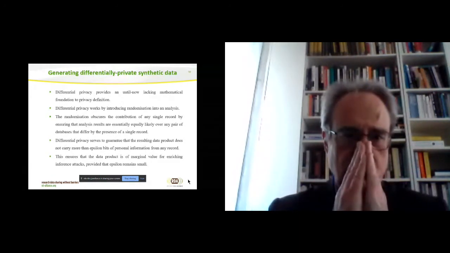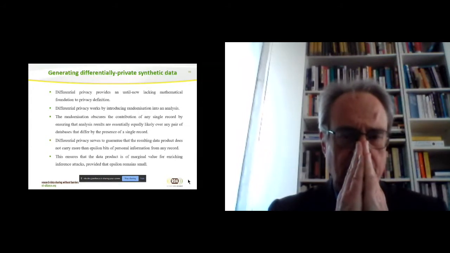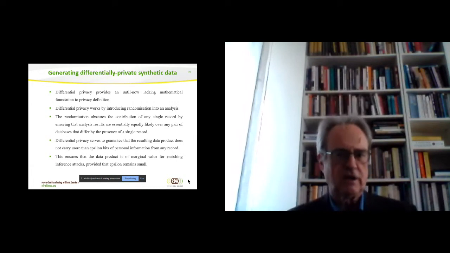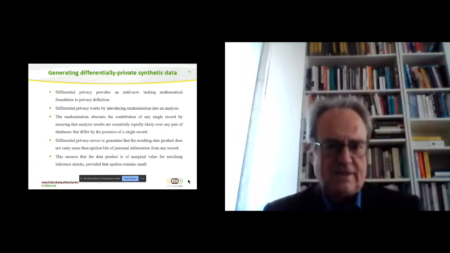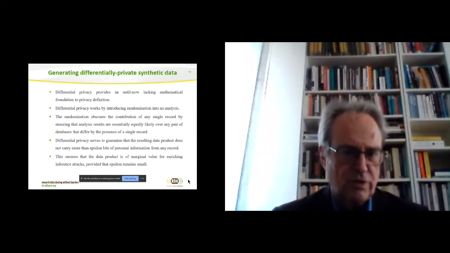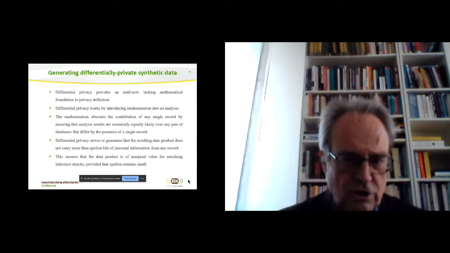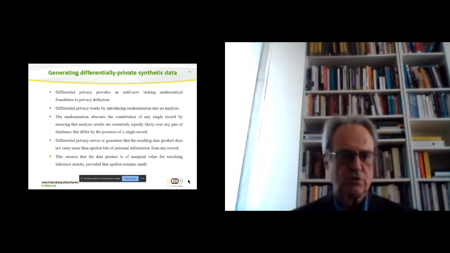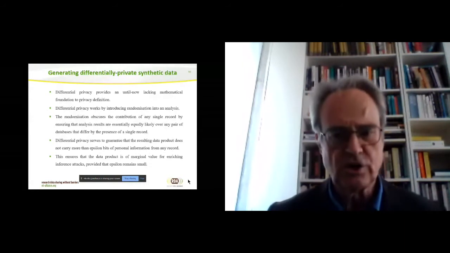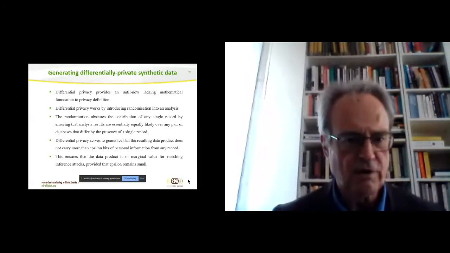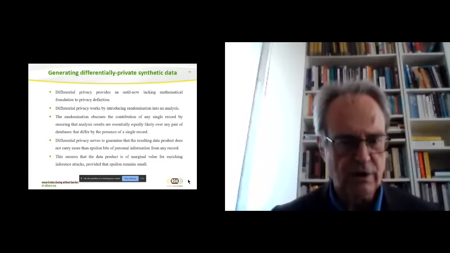There is an important element which is differentially private synthetic data, and GANs were working on this specific generation of differentially private synthetic data. Differential privacy provides an until now lacking mathematical foundation to privacy definition. Differential privacy works by introducing randomization into an analysis. The randomization obscures the contribution of any single record by ensuring that analysis results are essentially equally likely over any pair of databases that differ by the presence of a single record.